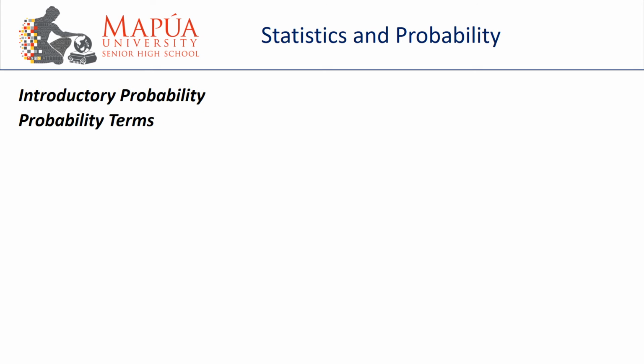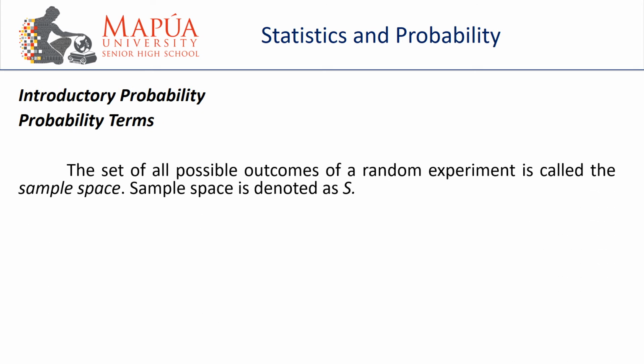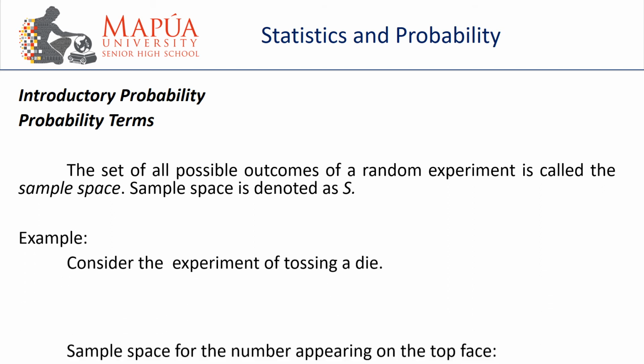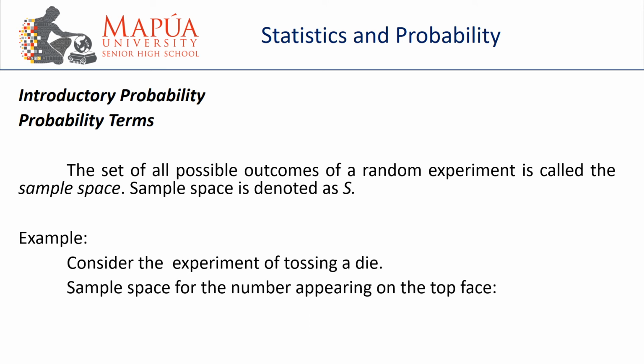After defining experiment, we now define the sample space. The set of all possible outcomes of a random experiment is called the sample space. Sample space is denoted as uppercase S. For example, consider the experiment of tossing a die. Sample space for the number appearing on the top face would be denoted by uppercase S sub 1 equal to {1, 2, 3, 4, 5, and 6}, enclosed in curly brackets.